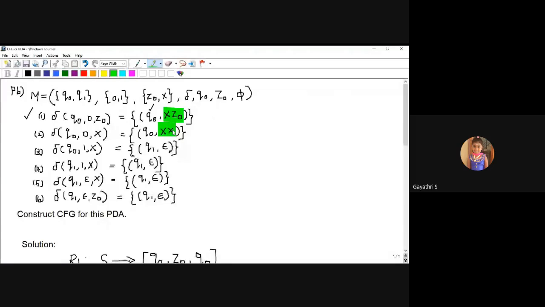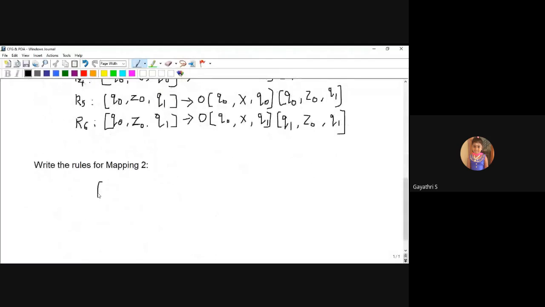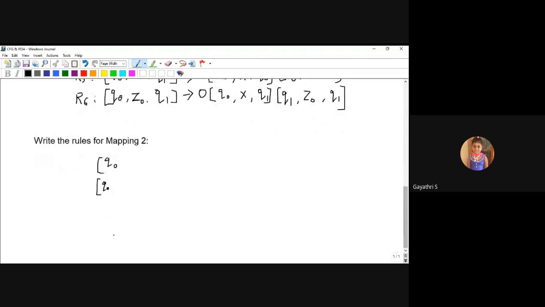Okay, so the possibilities of rules for here: the left hand side starts with q naught. Then here x. So all the rules start with q naught only. Q naught, q naught, q naught.